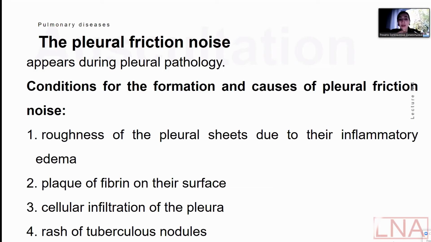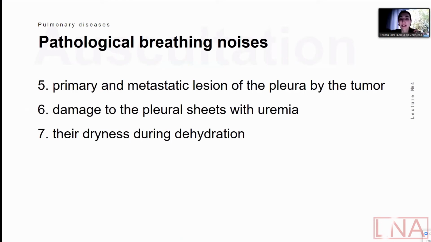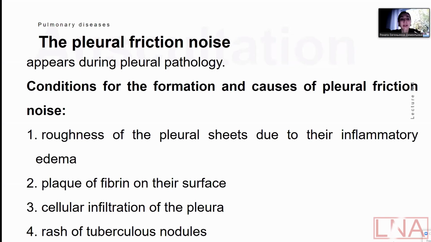Cellular infiltration of the pleura and rash of tuberculous nodules, like cracking tuberculous nodules between the pleural sheets. Primary and metastatic lesions of the pleura by a tumor. Damage to the pleural sheets with uremia, for patients with a critical level of urea, and dryness during dehydration in patients with a diagnosis of dehydration. Look, these are seven reasons which can lead to the formation of pleural friction rubs.